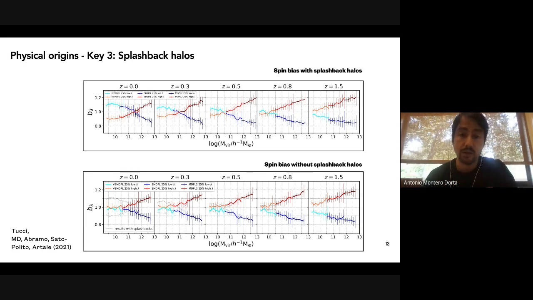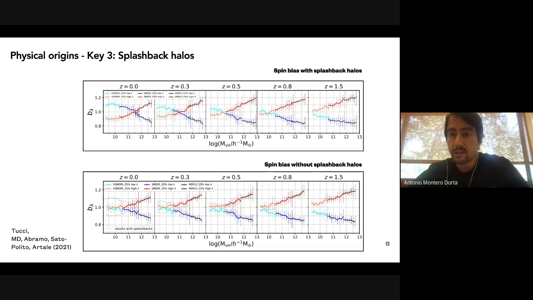The first thing that we discovered was that crossover that I described before, around 10^11.5 solar masses. The trend inverts, and in the top panel you can see how the signal varies as a function of redshift. You see that the inversion slides to lower masses as we move to higher redshift, until a point where it basically disappears at z = 1.5.